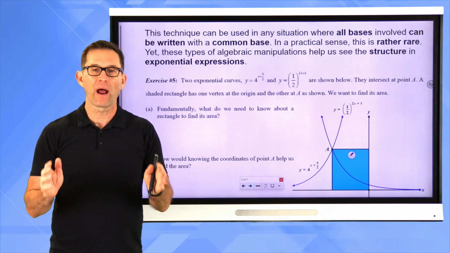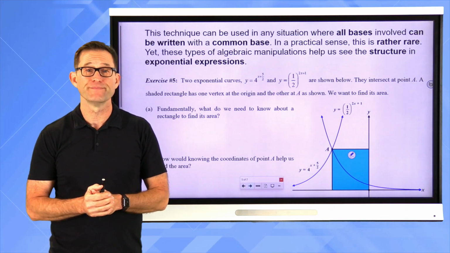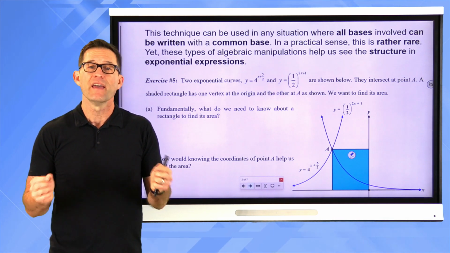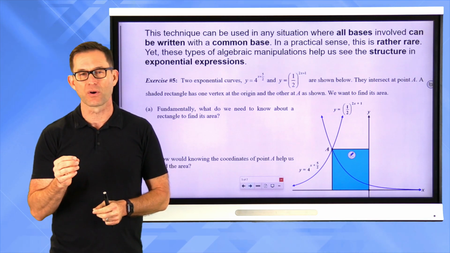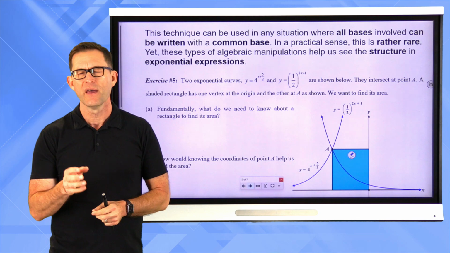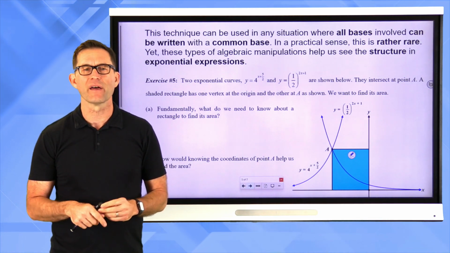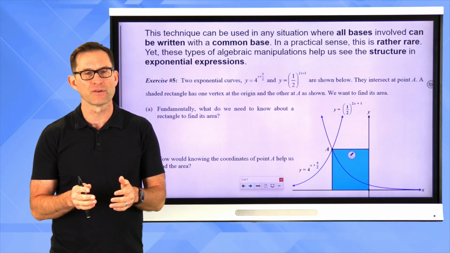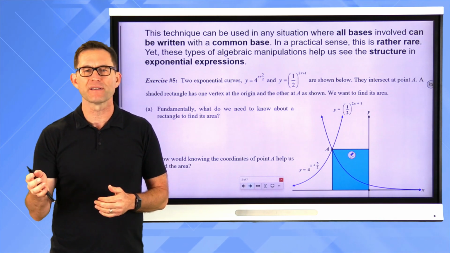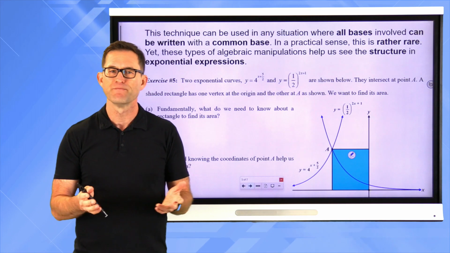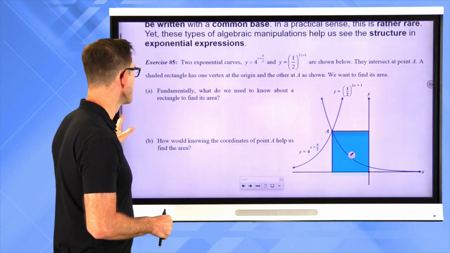In a very practical sense, this is rather rare, all right? It just is. Yet, these types of algebraic manipulations help us see the structure in exponential expressions. They also allow us to practice things like common powers of small integers or small whole numbers, as well as thinking about things like positive and negative powers. So let's take a look at exercise number 5.